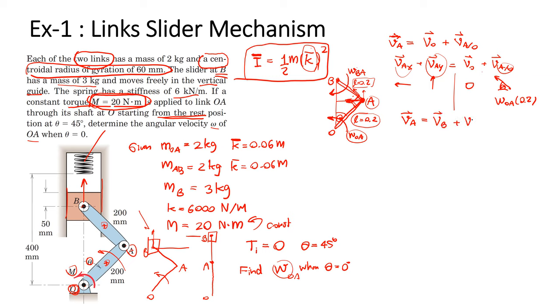And the A with respect to B, again VA, we know that VA has the components of VAX and VAY. So the magnitude is this one and the angle is this one. So if you use this information, VAX should have 0.2 omega OA multiplied by cosine of theta. VAY will be 0.2 omega OA sine theta.